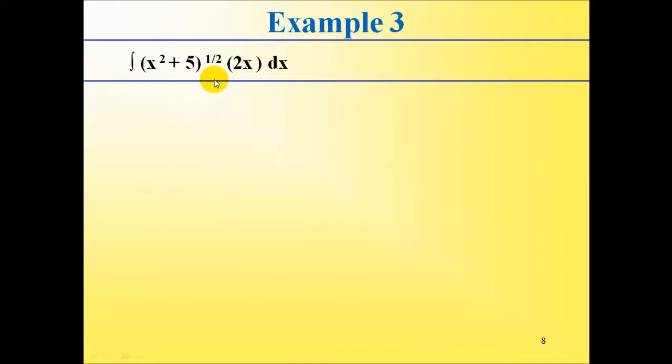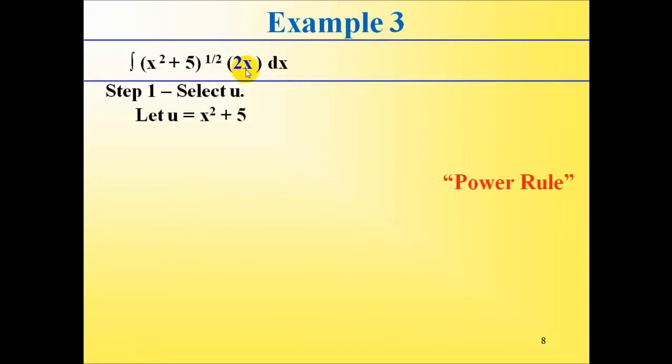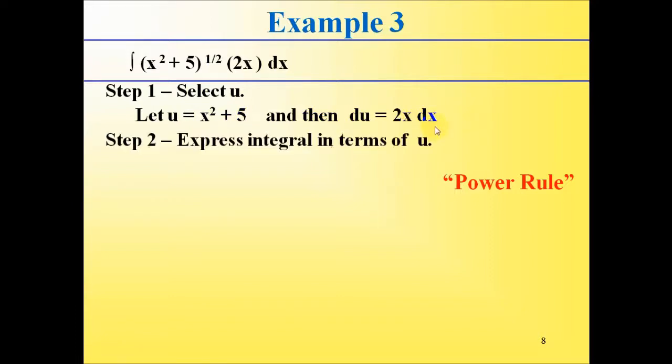Let's see example 3. Is it the power rule, exponential rule, or the log rule? Yes, it is the power rule. Step 1, you must select u. What is u? Yes, u is x squared plus 5, because it is half the highest degree. And then the derivative of x squared plus 5 is 2x dx. Step 2 is express the integral in terms of u. Then x squared plus 5 is, yes, u to the power of half, and 2x dx is equal to du.